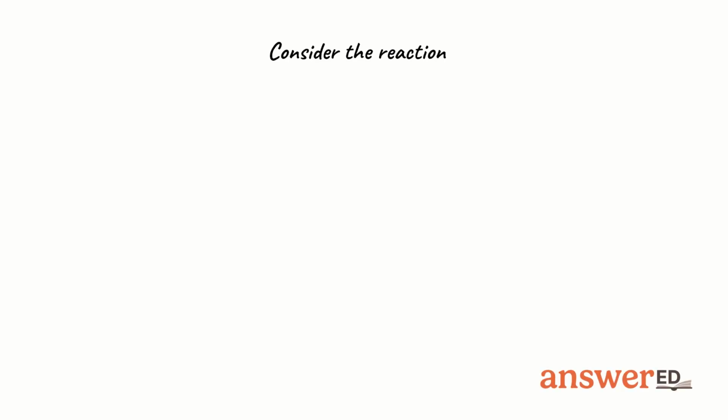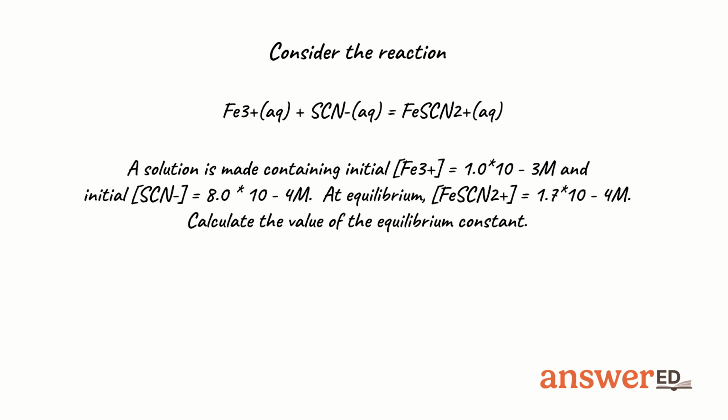Consider the reaction Fe3+ (aq) + SCN- (aq) ⇌ FeSCN2+ (aq). A solution is made containing initial [Fe3+] = 1 × 10^-3 M, and initial [SCN-] = 8 × 10^-4 M.